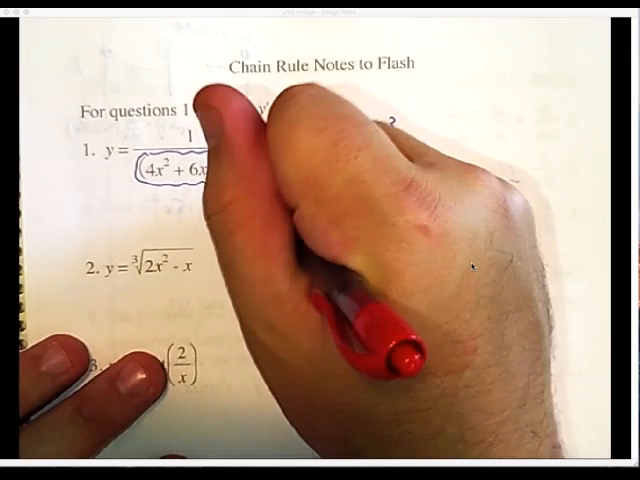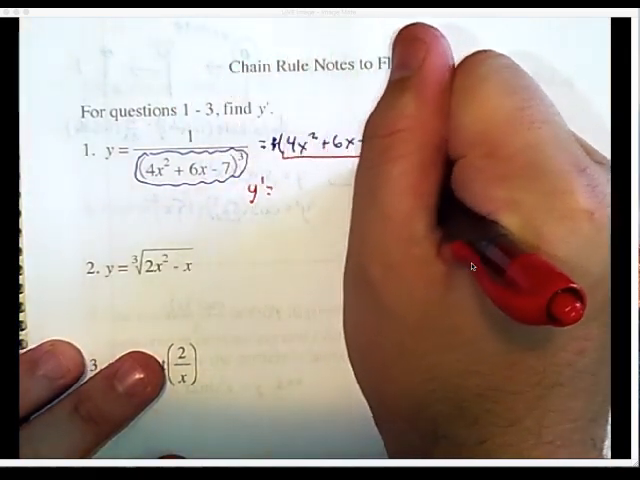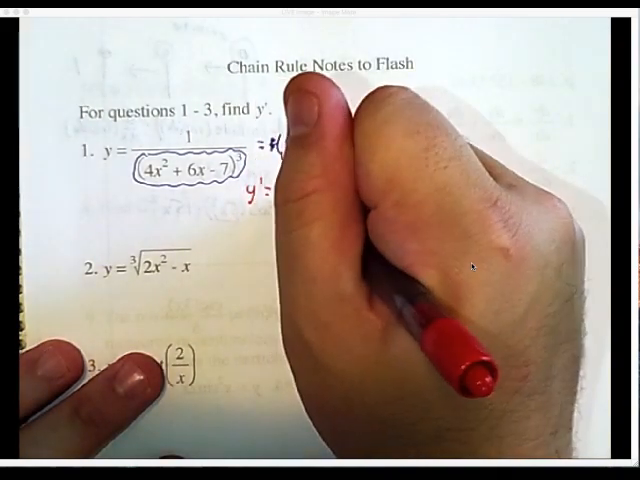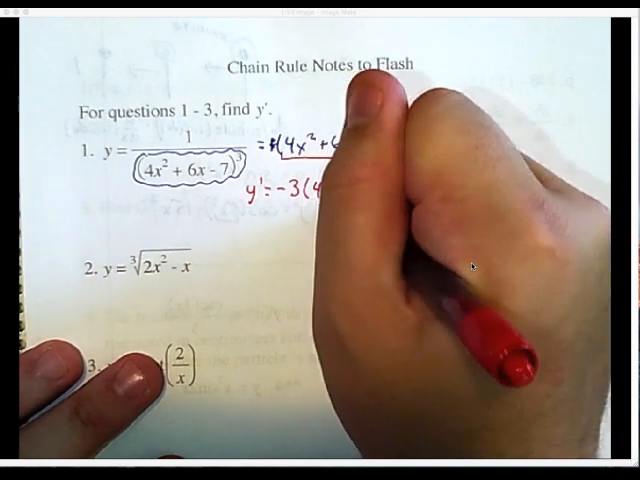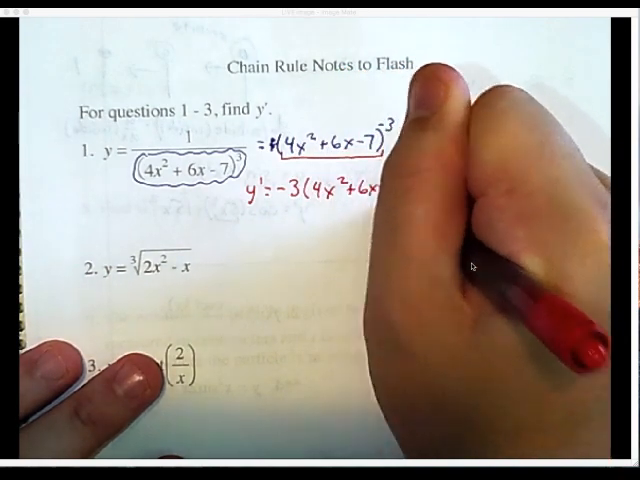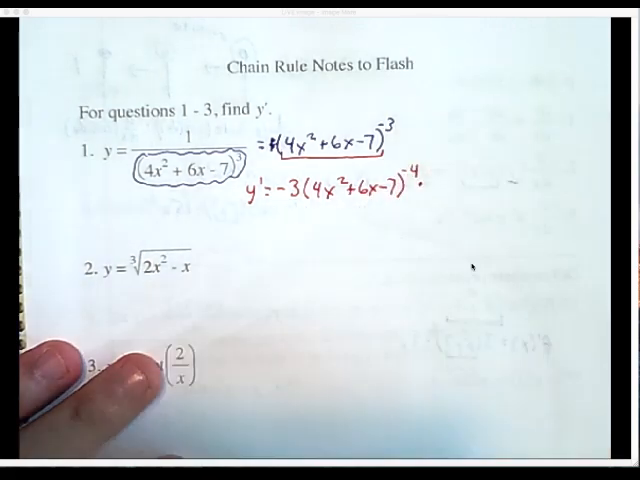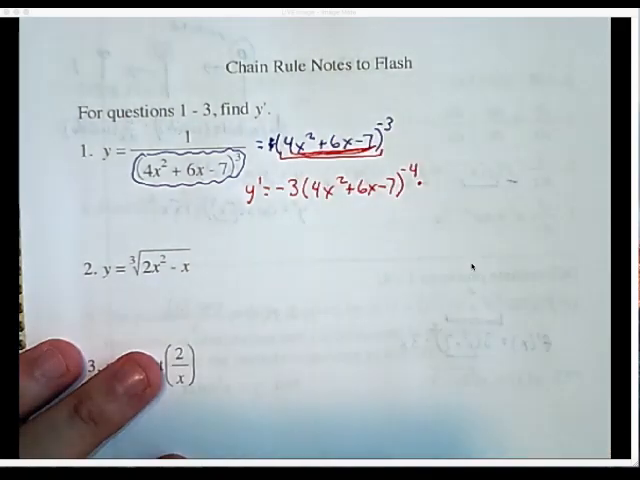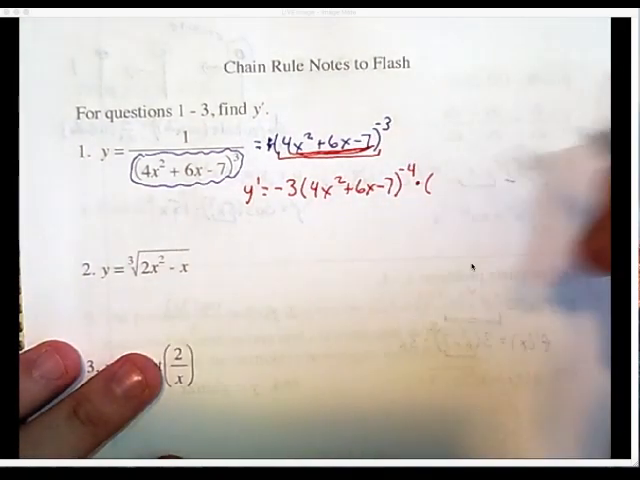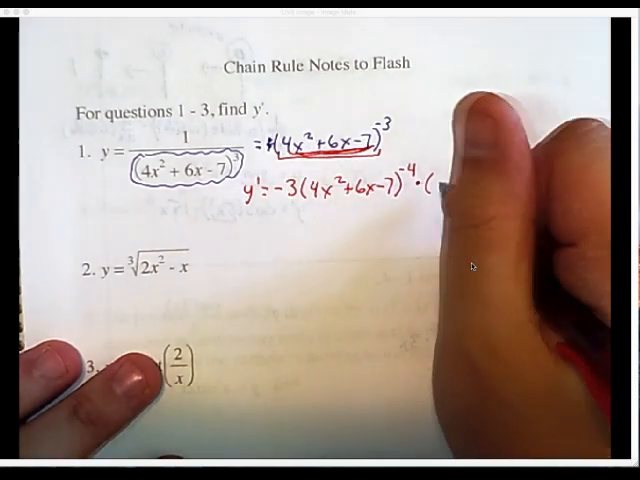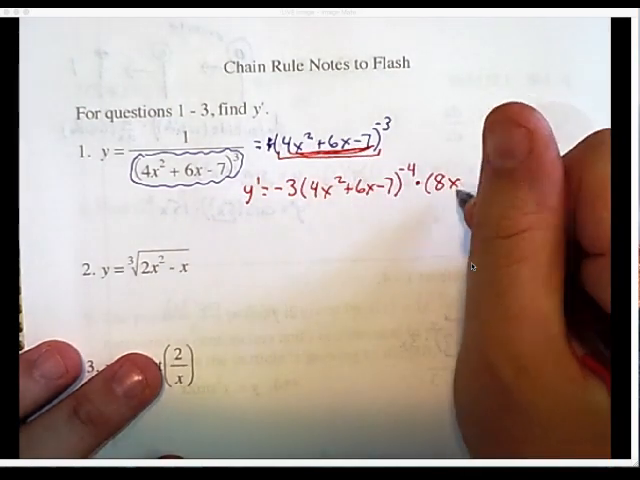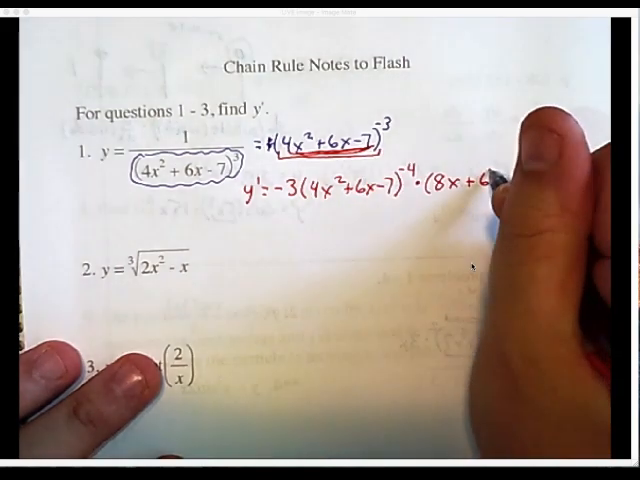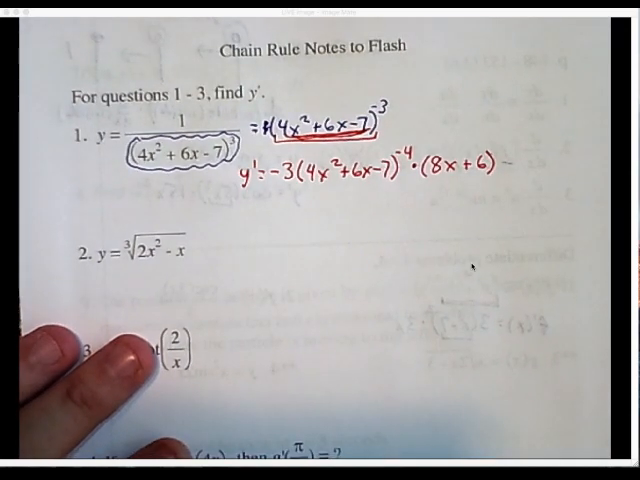So to find y prime here, we treat this as something being raised to the -3rd power. So the -3 comes down, the inside stays the same, and we reduce the power by 1. Now we have to multiply times the derivative of this parenthesis. So the derivative of 4x squared is 8x, derivative of 6x is plus 6, derivative of a constant is 0. So that would be a first line answer.